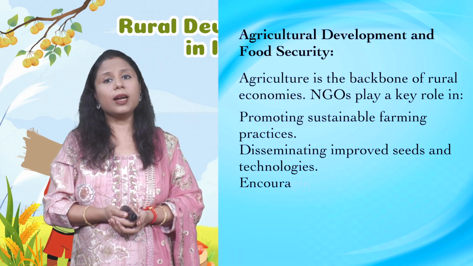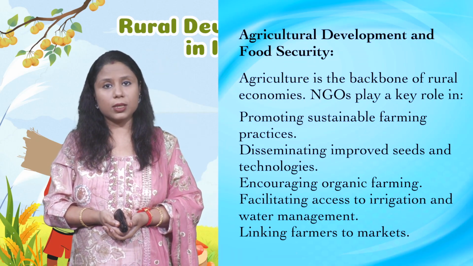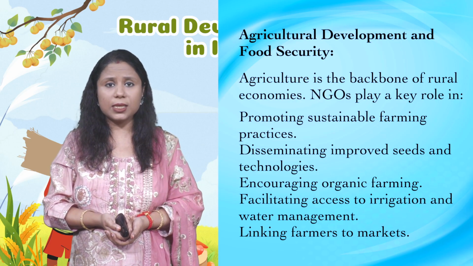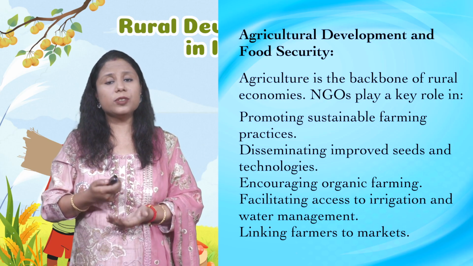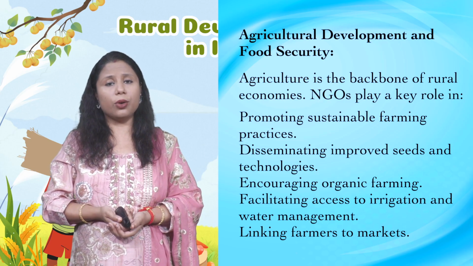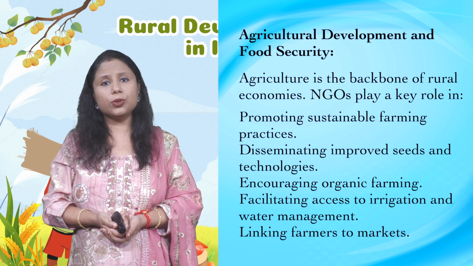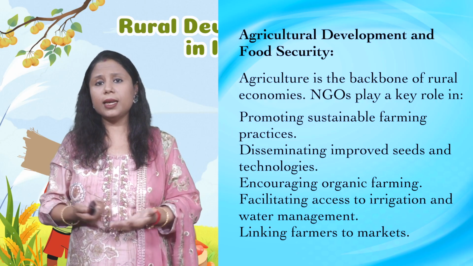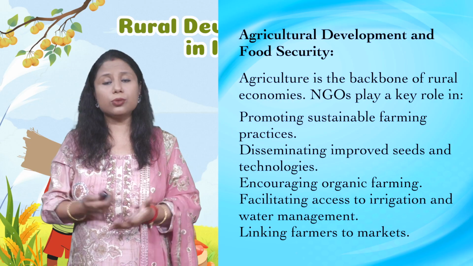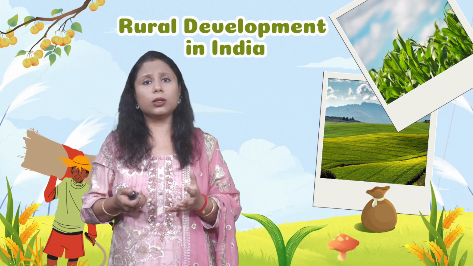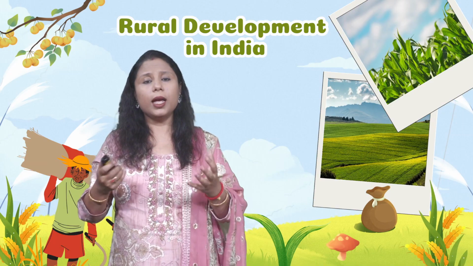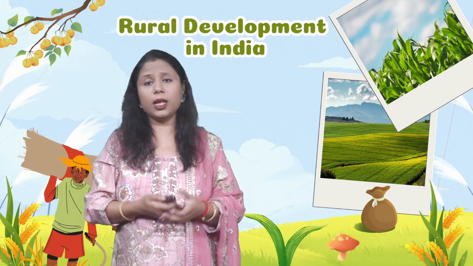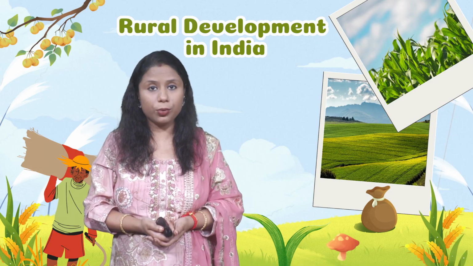Now, another major role played by NGOs is agricultural development and food security. We all know that agriculture is the backbone of rural economies, and NGOs play a key role in promoting sustainable farming practices, disseminating improved seeds and technologies, encouraging organic farming, facilitating access to irrigation and water management, linking farmers to markets, providing them knowledge support, and so on and so forth. So, to support agricultural development and ensure greater food security, NGOs are playing a very, very significant role.